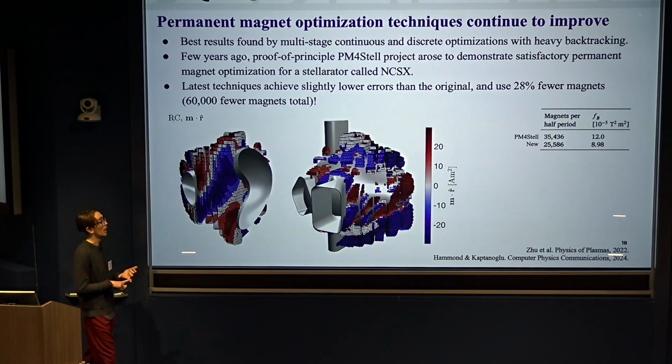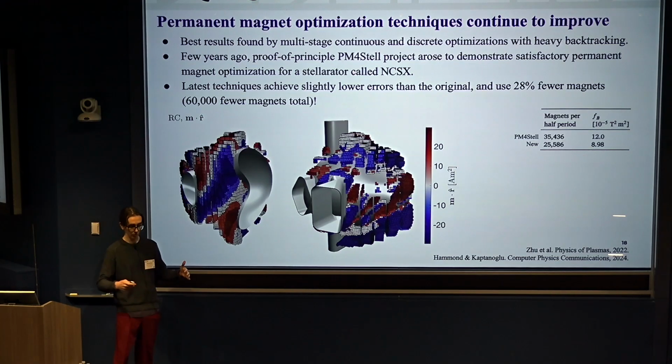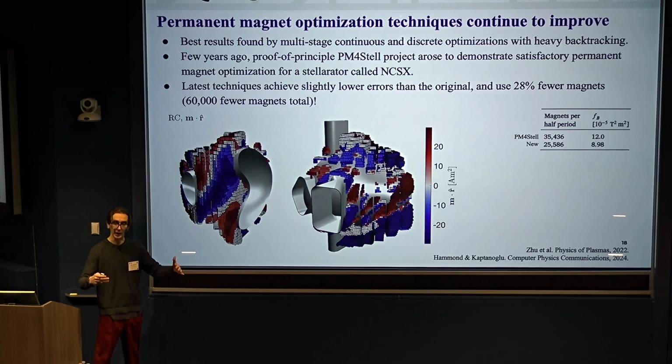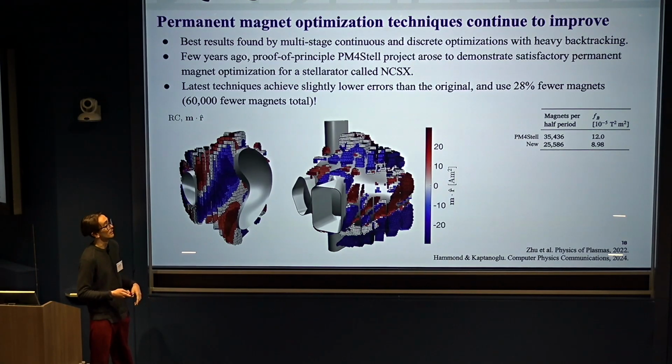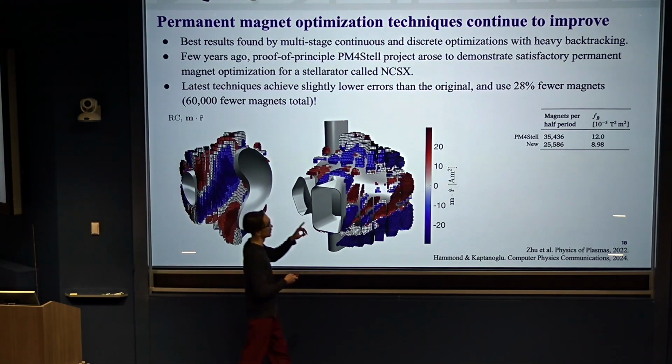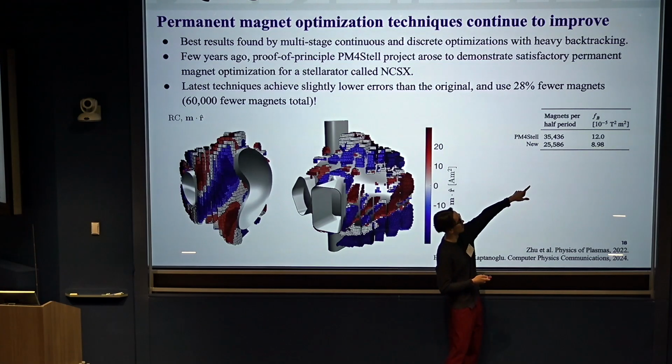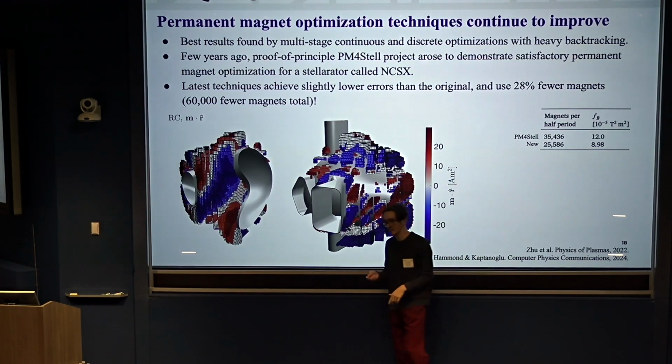2022 paper, PM4Stell, where they were looking to design a permanent magnet array for NCSX scaled to a half Tesla on axis. And so this was only in 2022, and then 2 years later, after some algorithmic work from me and Ken and Matt and a few others, we were able to achieve a slightly better solution than them. So here are the total FB errors. And we use about 10,000 fewer magnets, or close to 30% fewer magnets in the solution.